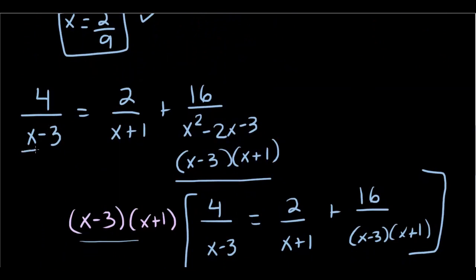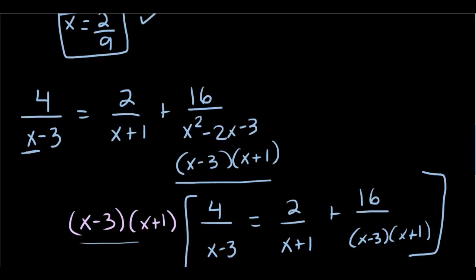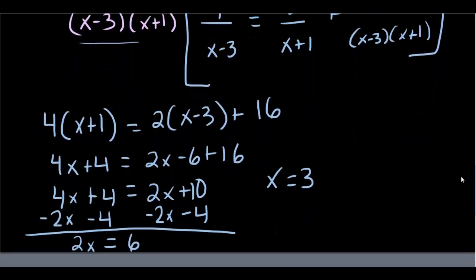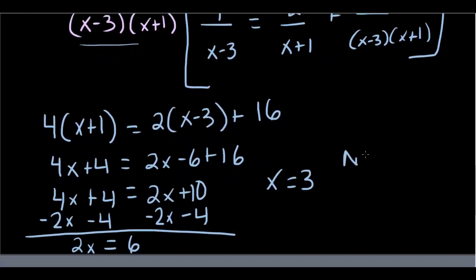But if you notice, if I were to substitute this x with the number 3, it will give me a denominator of 0. And I cannot divide by 0. So since it is giving me something that cannot be performed, that means that there is no solution. So the x equals 3, it's actually an extraneous solution.